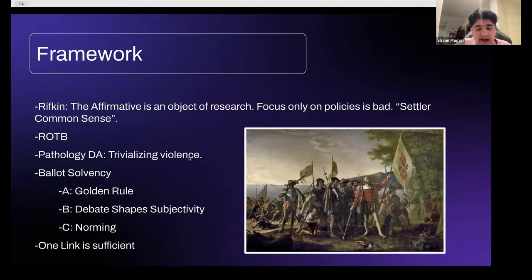And you say that is obviously a bad model of debate and trivializes real world violence. The second argument you have to make is ballot solvency, right? You've established now, sometimes you'll make an argument, and actually the first argument is the golden rule.